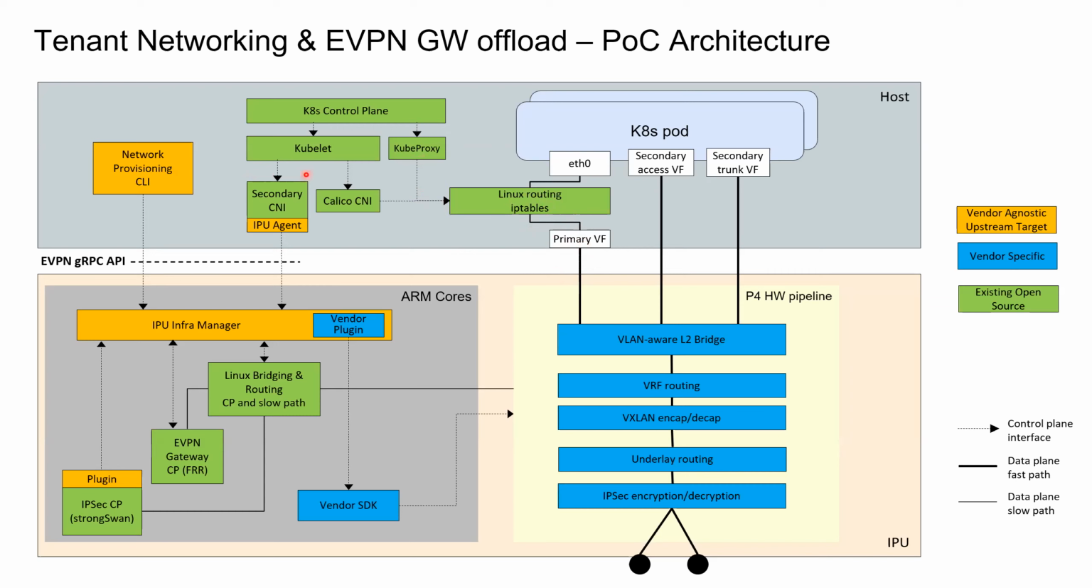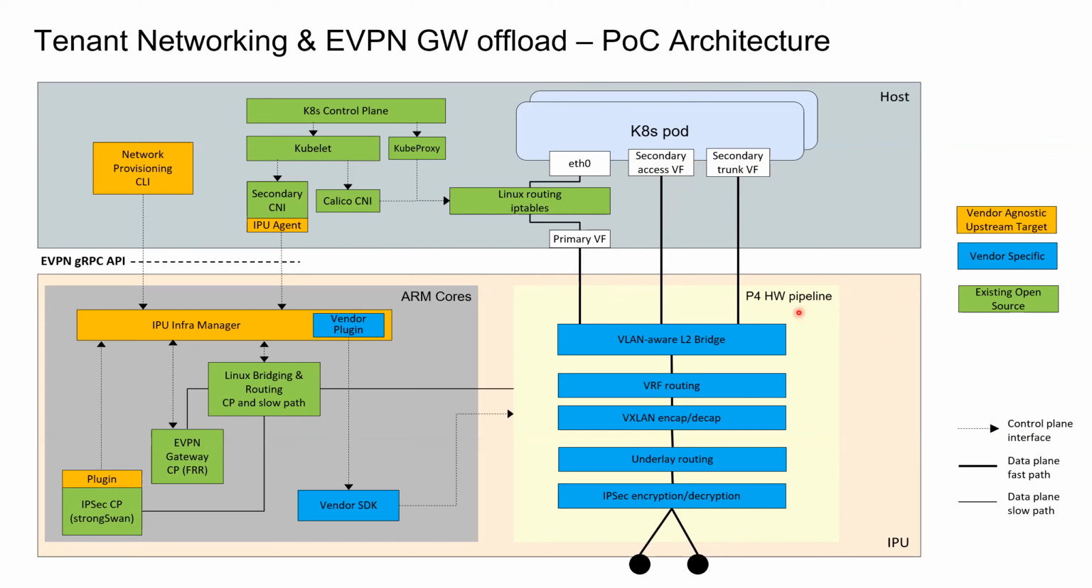We have Multus with a secondary CNI plugin, and that secondary CNI plugin plumbs in virtual functions as secondary network interfaces into Kubernetes pods. They are consumed as standard SR-IOV virtual functions by the pods. They can be configured in two ways: as access virtual functions providing untagged traffic access to a single network, or as trunk interfaces providing VLAN tagged access to multiple networks. I'll come back to that later. Then the IPU connects those virtual functions through a programmable P4 hardware pipeline to the physical ports.